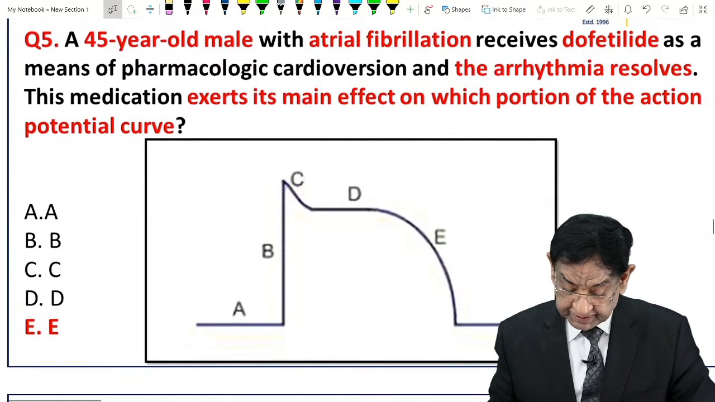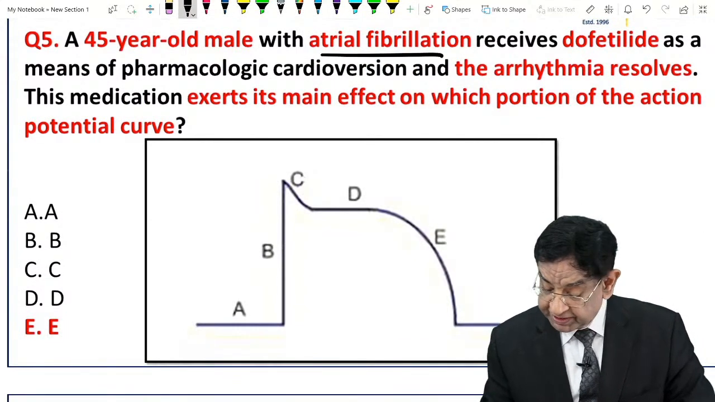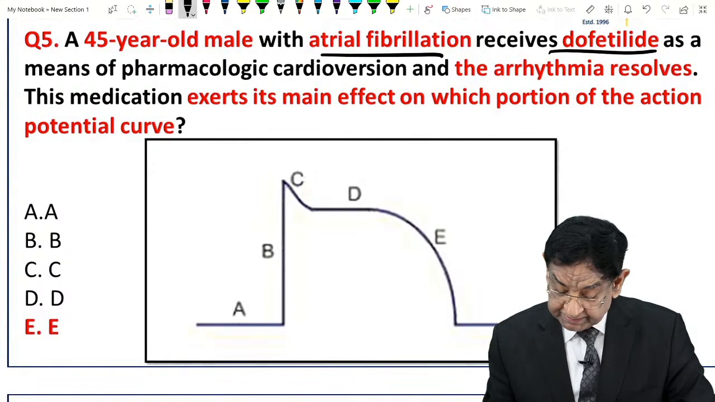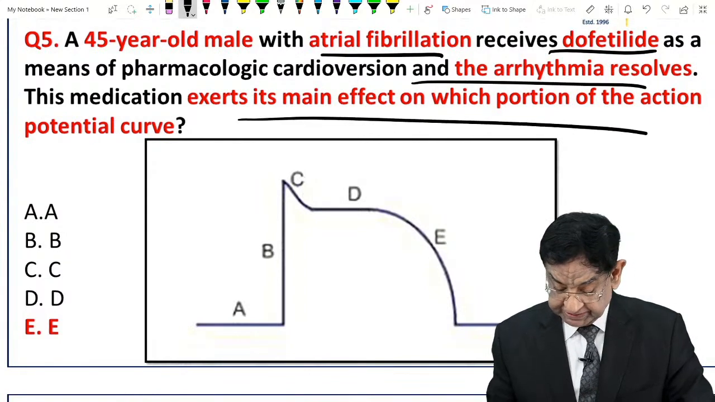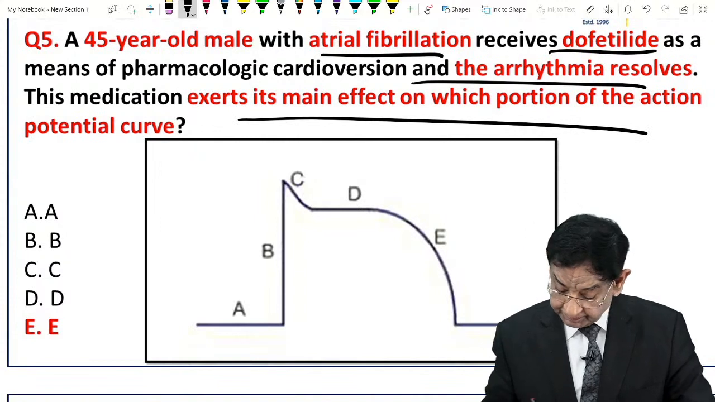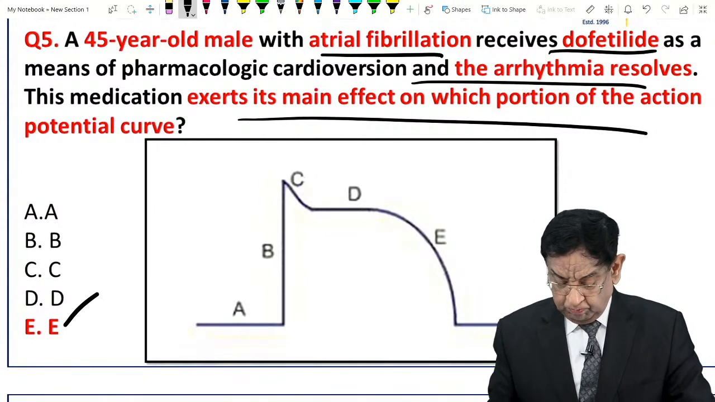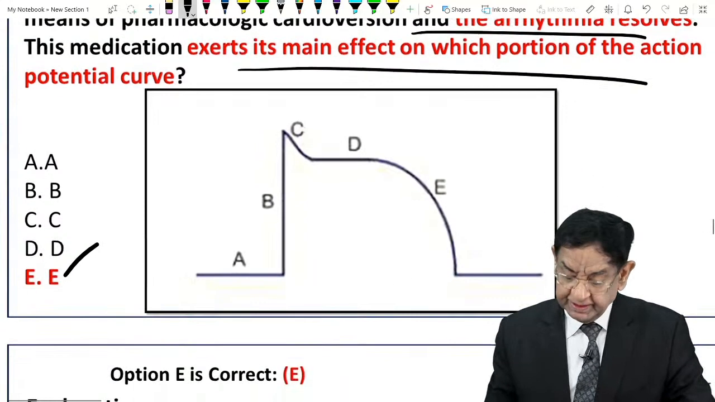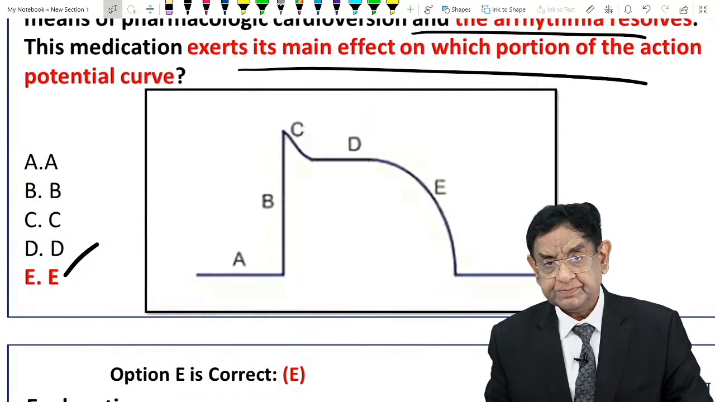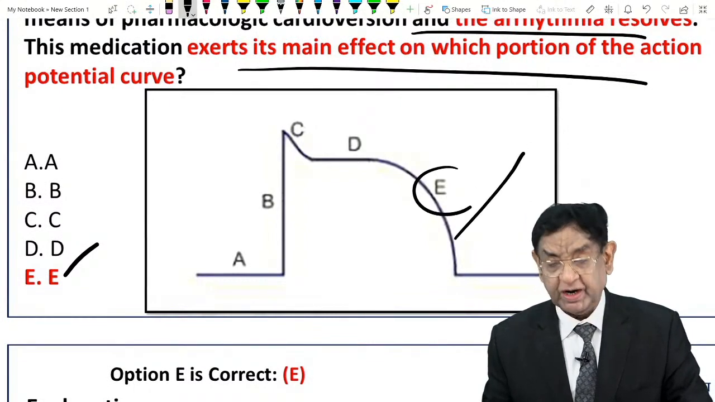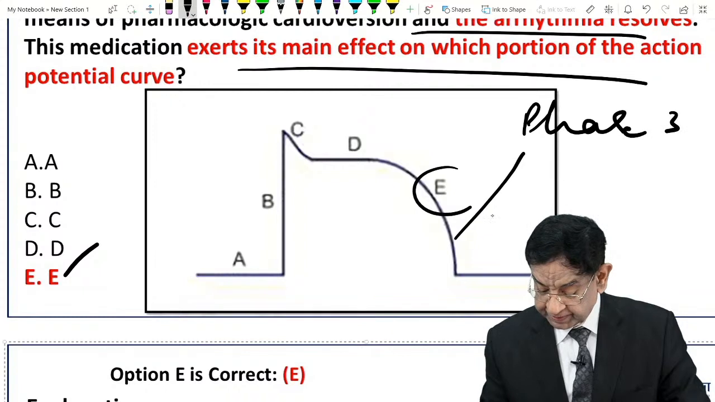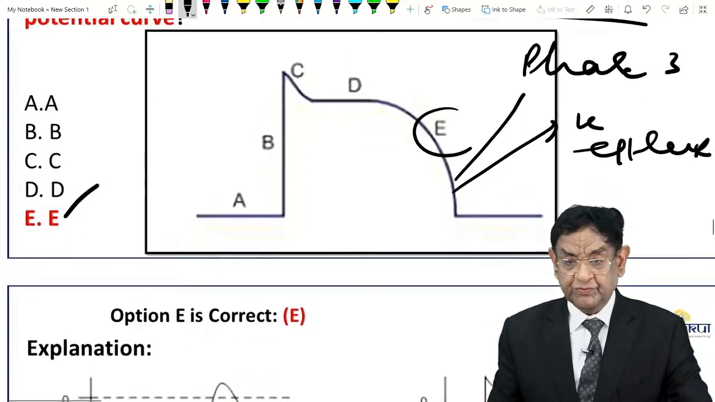Question 5. We have a patient with atrial fibrillation. He gets dofetilide and the arrhythmia gets resolved. What is the main action? The answer is E. This is phase 3. What happened? Potassium efflux. That we know, we read a basic concept.